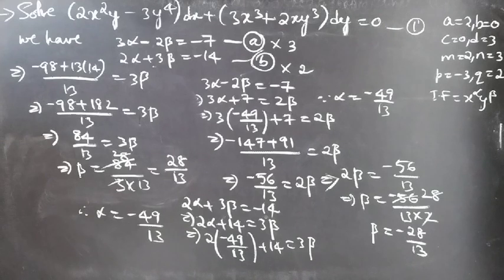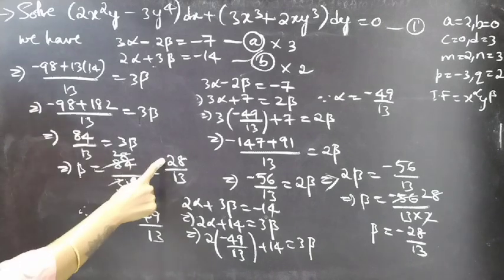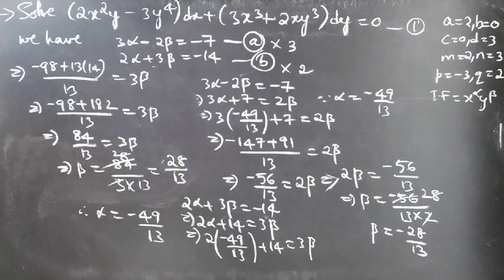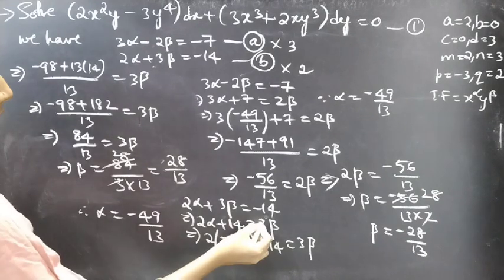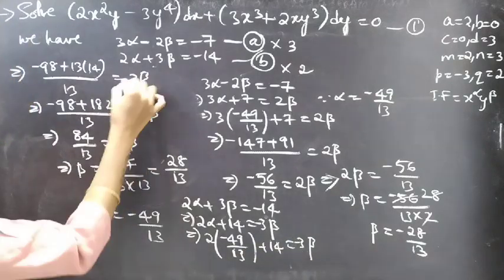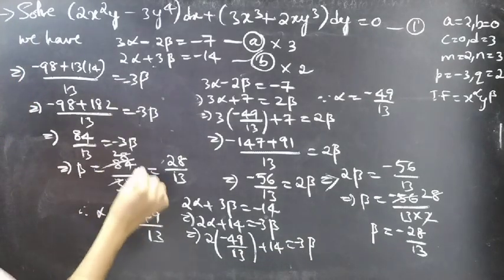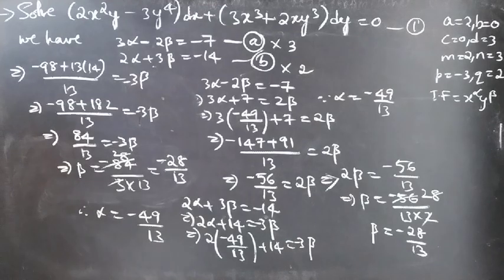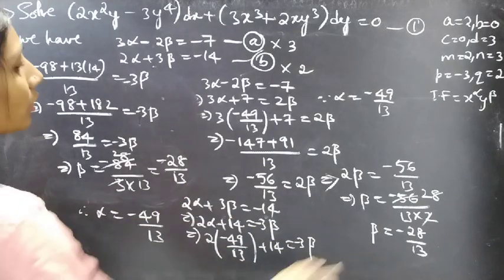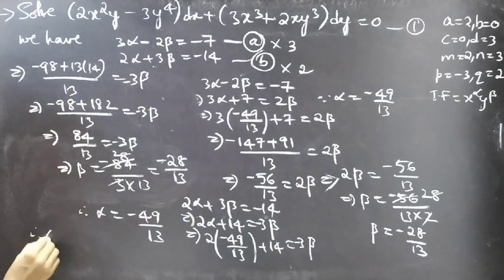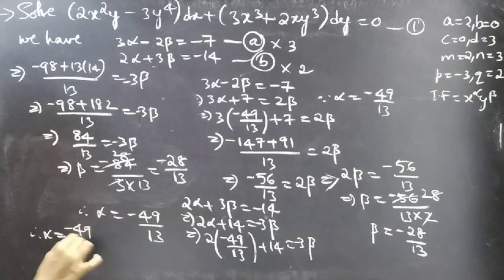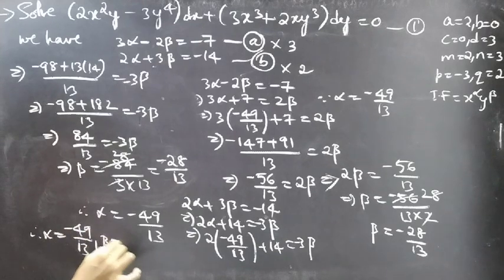Okay. Well, we need to get minus here, right? Something went wrong. Here it's not 3 beta, it's minus 3 beta. Fine. Okay. So you got the same answer, right? Therefore, alpha equal to minus 49 by 13 and beta equal to minus 28 by 13. So we got the values of alpha and beta.